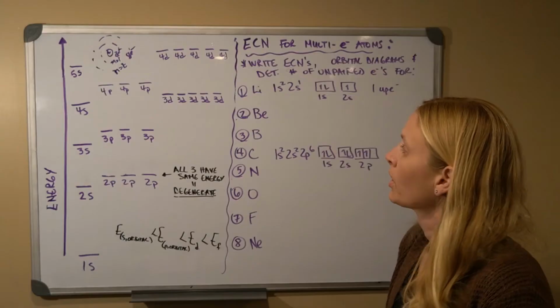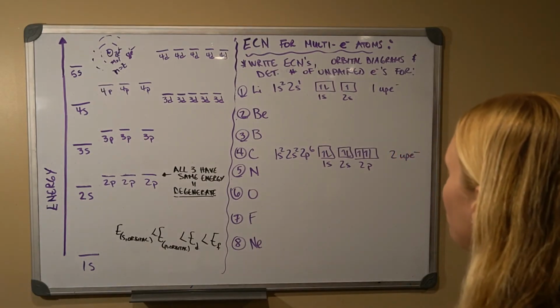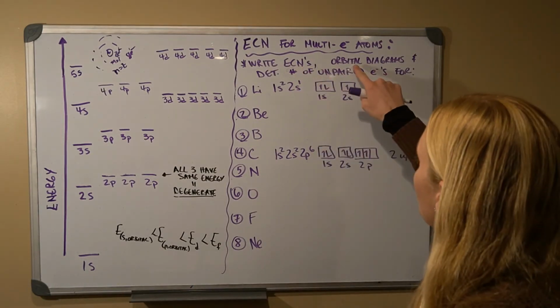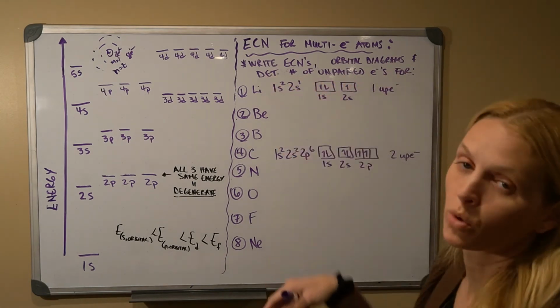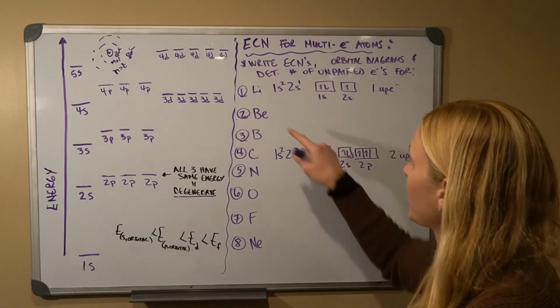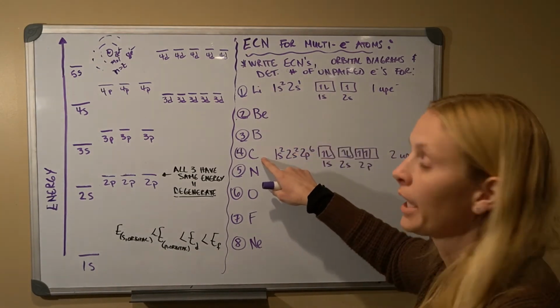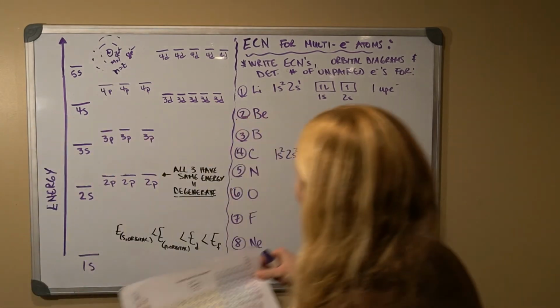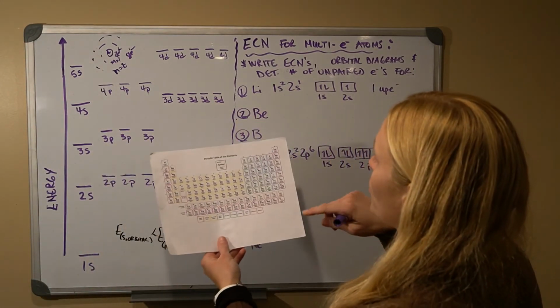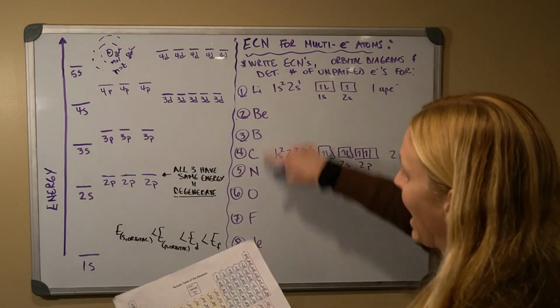All right, we're going to take a look at a couple more examples. We're going to write the electron configurations, the orbital diagrams, and determine the number of unpaired electrons for the following. The previous examples we did were lithium and carbon. I went ahead and left them in there. I just want to pull up the periodic table and show you where we're at on the periodic table.